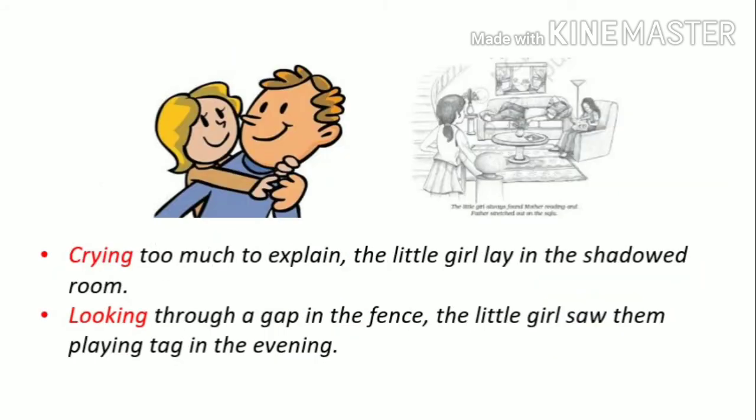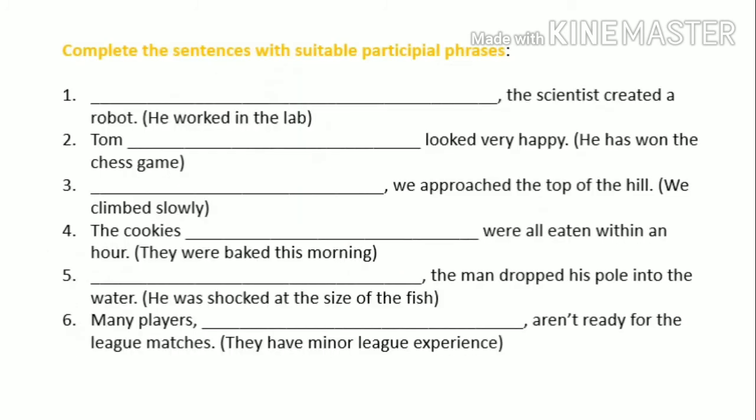Given two more examples from the lesson, The Little Girl. Trying too much to explain, the little girl lay in the shadowed room. Trying too much to explain is a phrase. Who is trying? The little girl, Kezia. Trying too much to explain is a participle phrase. Looking through a gap in the fence. Who looked through the gap in the fence? It is again the little girl, Kezia. Looking through a gap in the fence is a participle phrase which starts with looking.